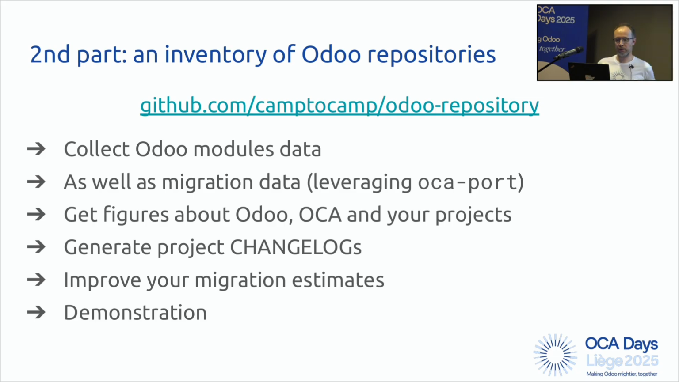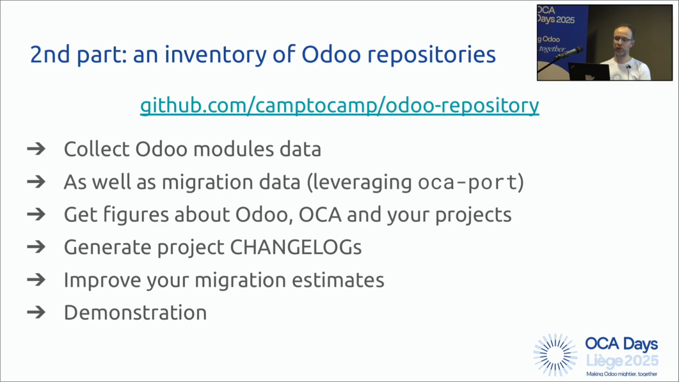So we arrived at the second part of this talk, which is about a tool that started 2 or 3 years ago at Camptocamp. This is about collecting Odoo modules data, then the migration data as well, because oca-port is also a Python package you can use to analyze the comparison of modules within repositories. And then to get figures about Odoo, OCA, and your own project that will be based on top of this data you collected everywhere.